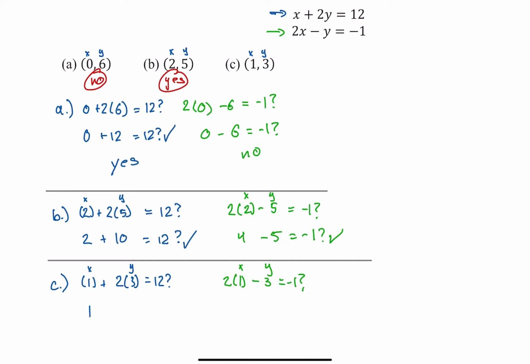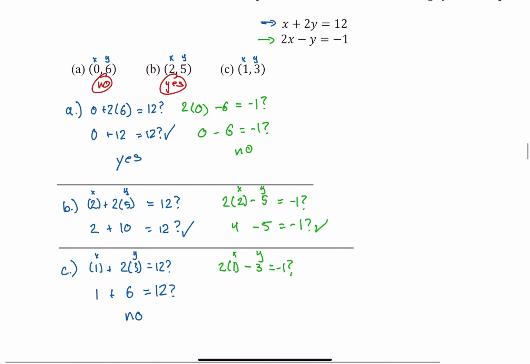And let's see, 1 plus 6, is that equal to 12? No, it is not. So honestly, the moment one of them is not a solution, you don't really even need to do the other. You can immediately just say no. But if you did want to check both just for practice, you can see that 2 minus 3 is equal to minus 1. That is true, so it would satisfy the second. It's a point on the second equation's graph, but not on the first one. So any questions about what we did here?